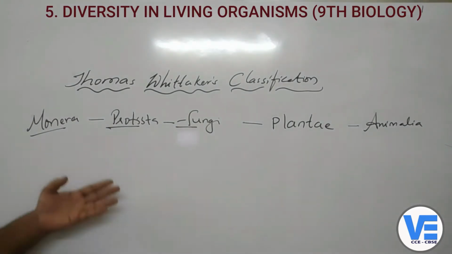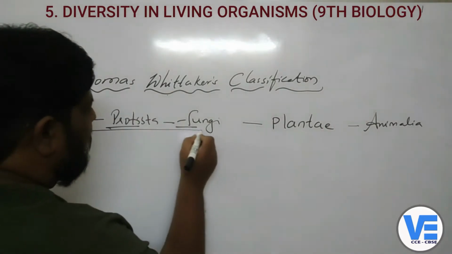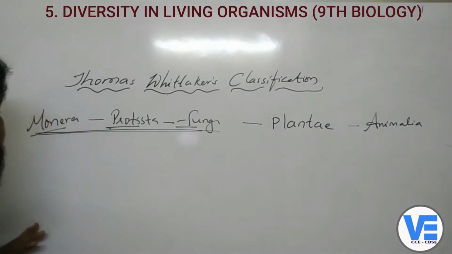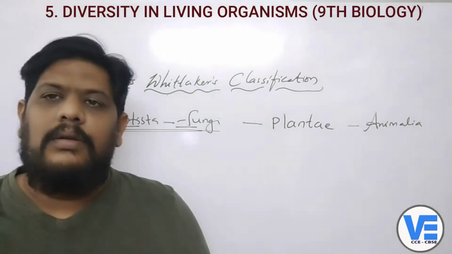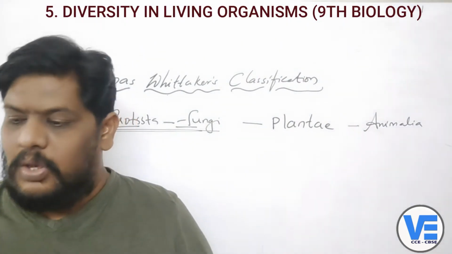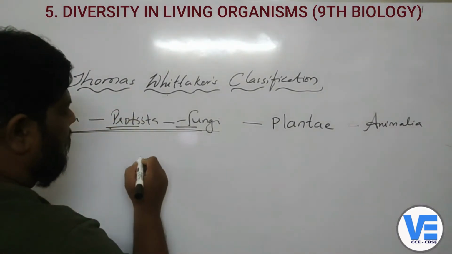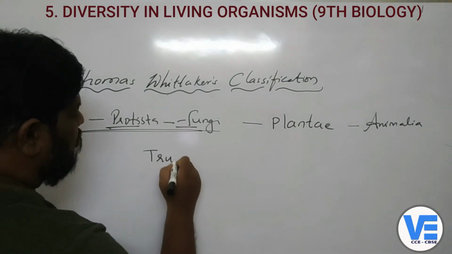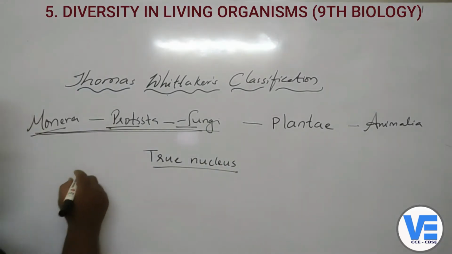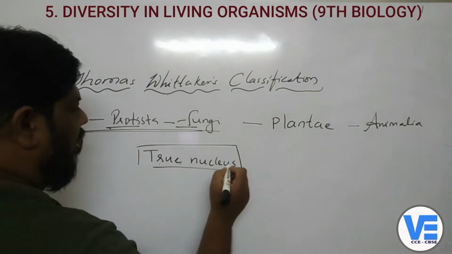So now, on what basis did Thomas Whittaker divide these kingdoms? Why did he add these kingdoms, and on what idea is his classification based? That is what we are going to see now. Okay, Thomas Whittaker said the division is based on the true nucleus. So his observation is based on whether the organisms possess a true nucleus or not.